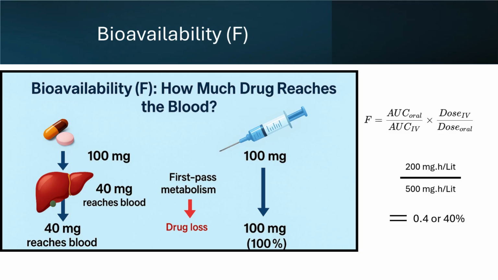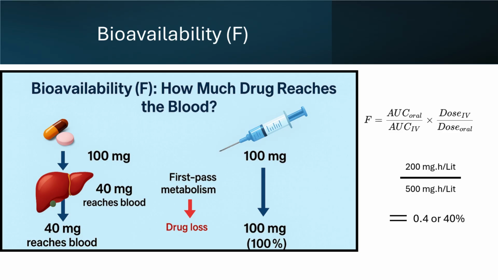Bioavailability is written as letter F. It tells us how much of the drug actually makes it to the bloodstream in the active form. For example, if 100 milligrams of a drug is taken orally and only 40 milligrams survives the liver and gets absorbed in the bloodstream, the bioavailability is 40%.